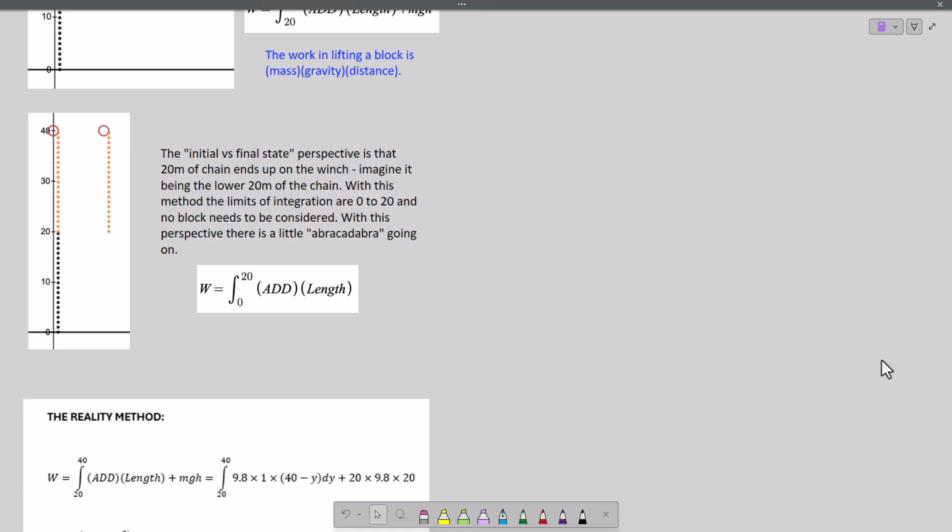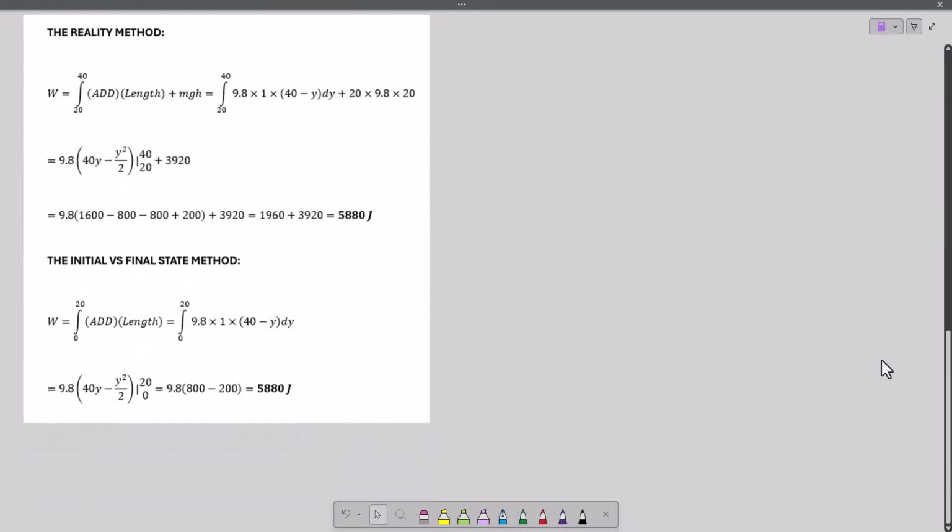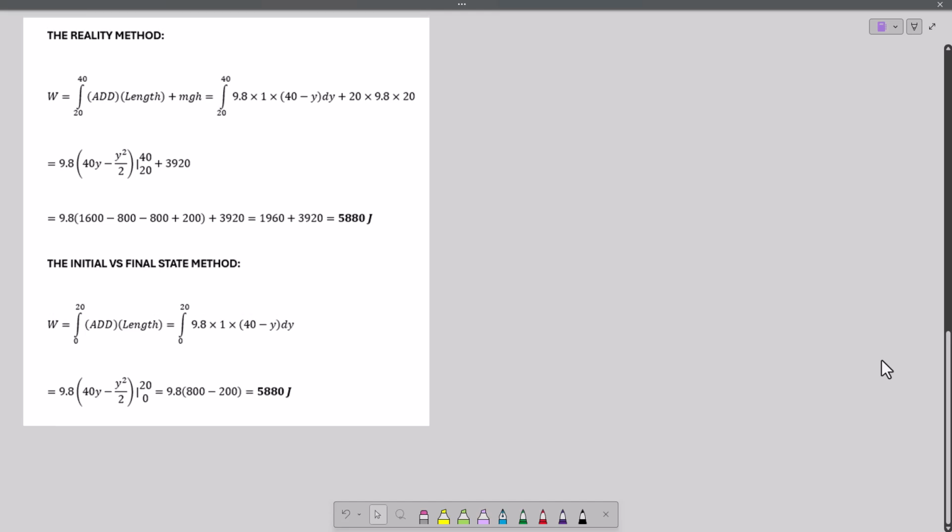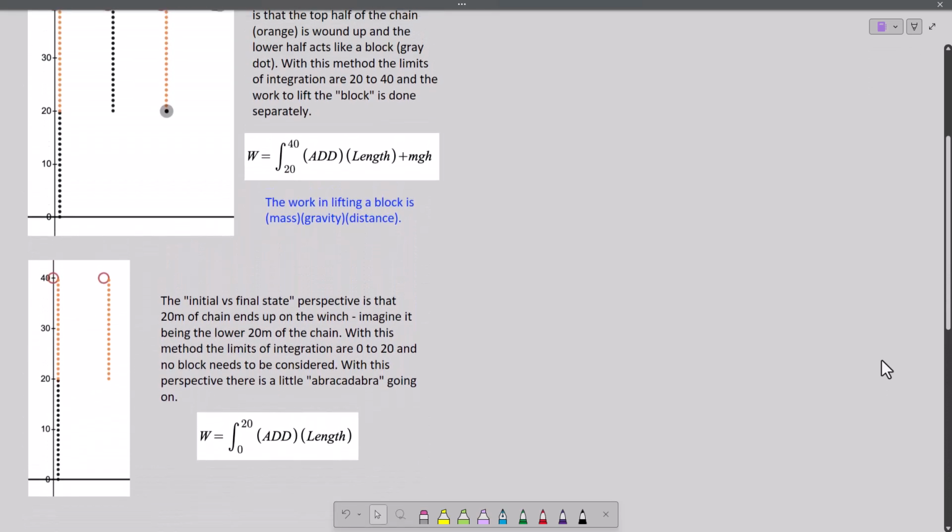You could go 0 to 20, lift those all the way up, and your distance factor is still going to be 40 minus y. It's just that your y's are going to be down in here between 0 and 20. And so I did the math down here, and you will end up with the exact same value. So it's just sort of interesting.